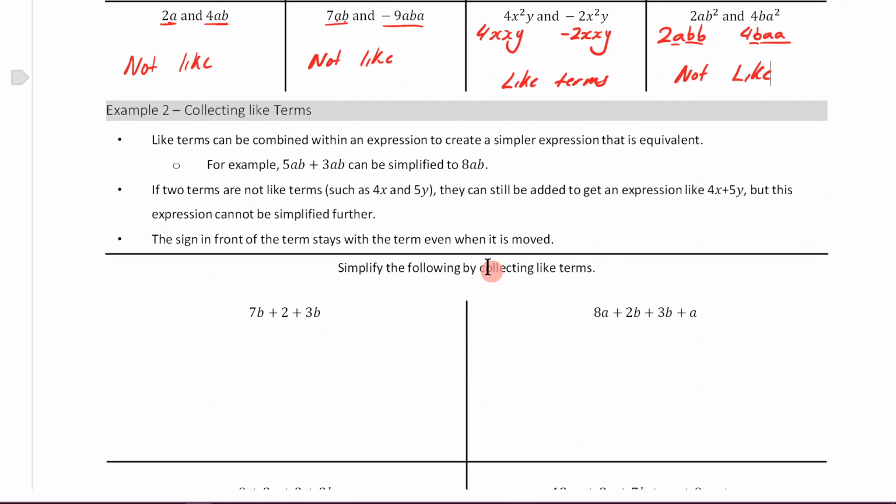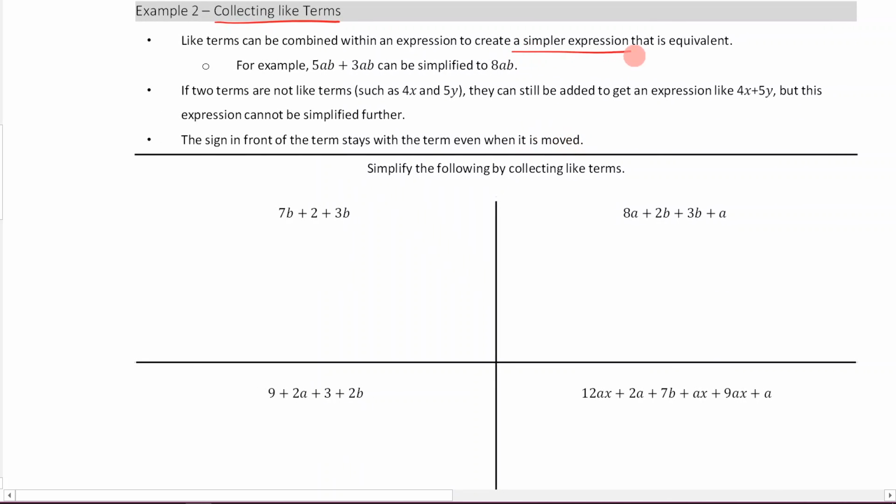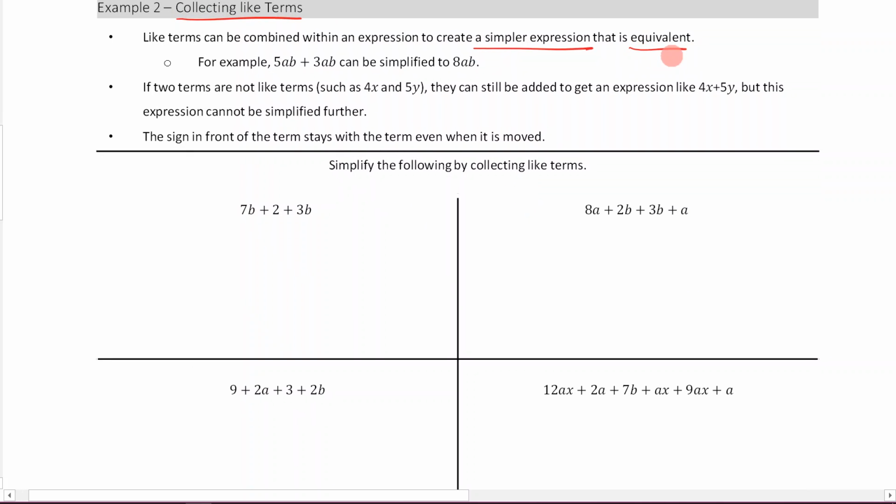Okay, let's now move on to our next example, which is collecting like terms. Like terms can be combined within an expression to create a simpler expression that is equivalent. For example, 4ab and 3ab can be simplified into 7ab. If two terms are not like terms, they can still be added to get an expression like 4x plus 5y, but this expression cannot be further simplified. And lastly, the sign in front of the term stays with the term even when it is moved.